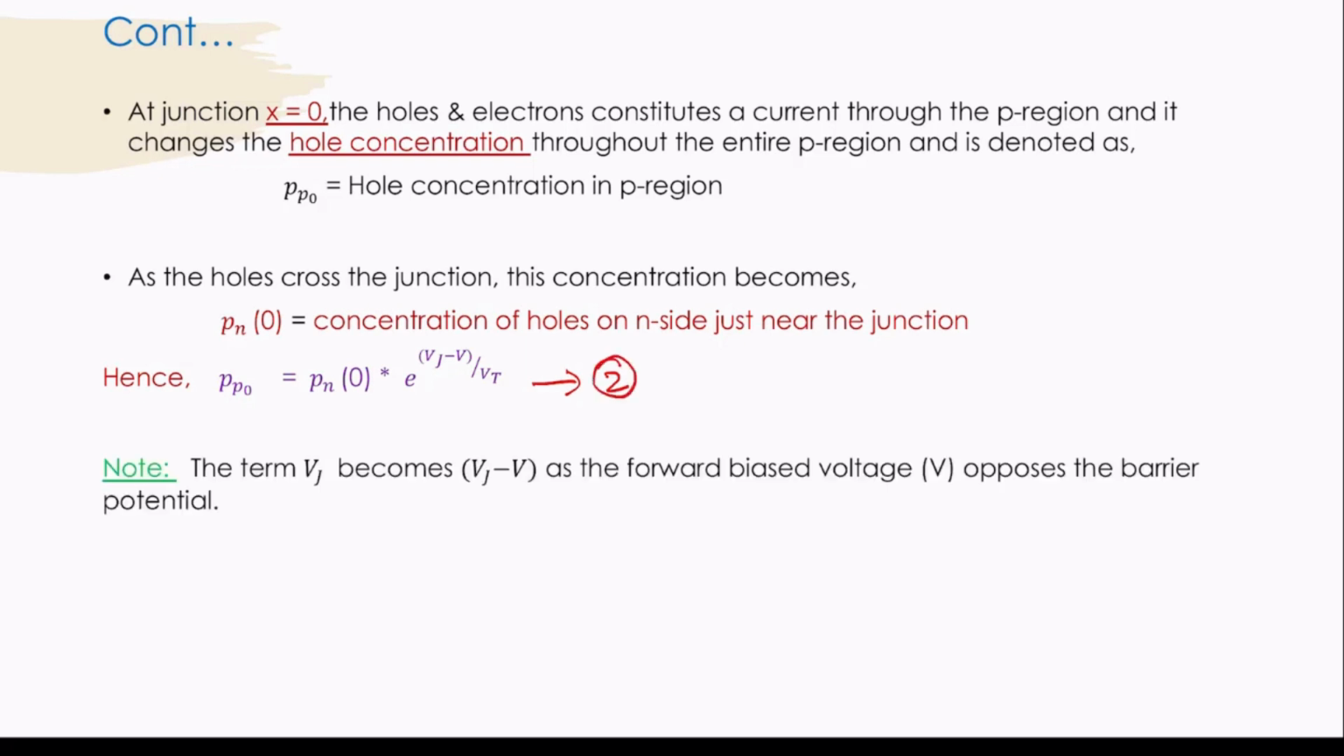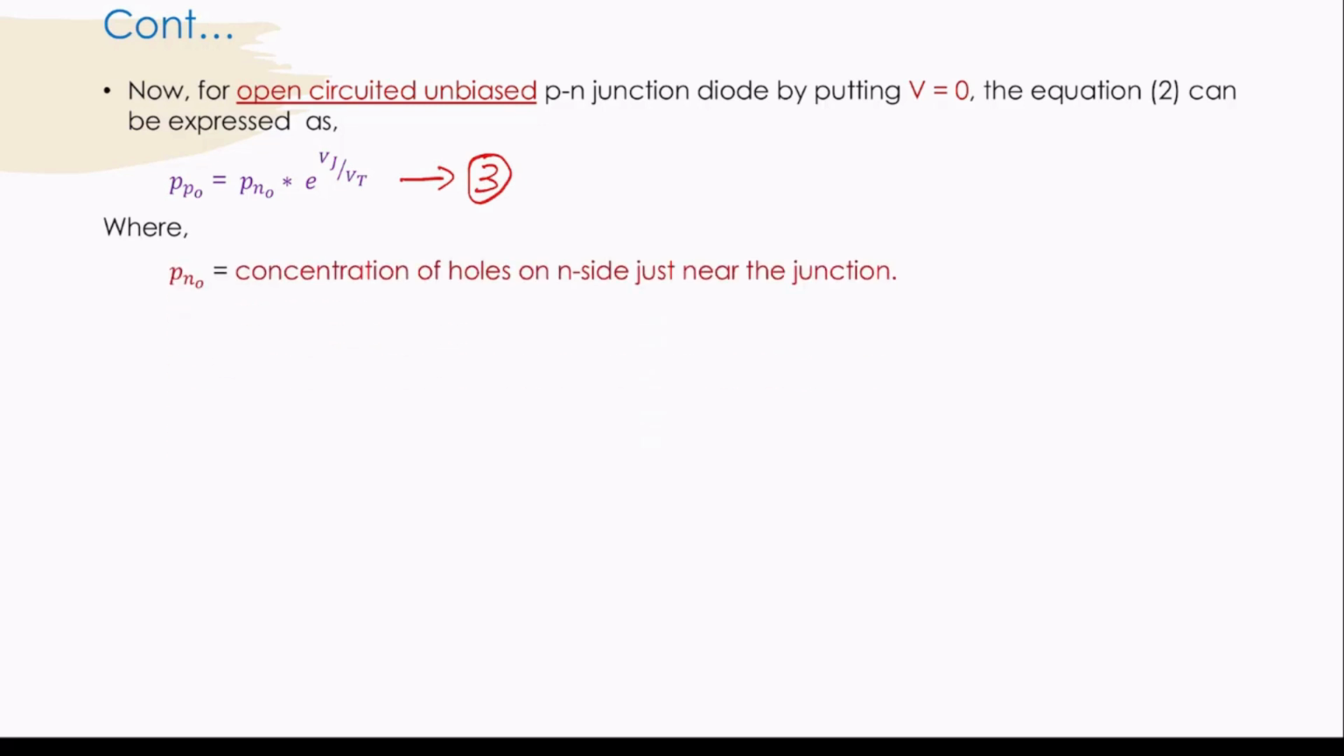And the term Vj becomes Vj minus V as the forward biased voltage V opposes the barrier potential voltage. So the net voltage across the junction becomes Vj minus V. Now for open circuited unbiased PN junction diode, by putting V equal to 0, equation 2 can be expressed as Pp0 is equal to Pn0 into e to the power of Vj by Vt. Let it be equation 3, where Pn0 represents the concentration of holes on N side just near the junction.